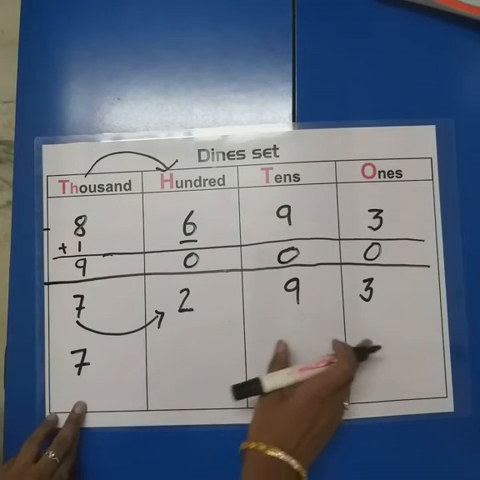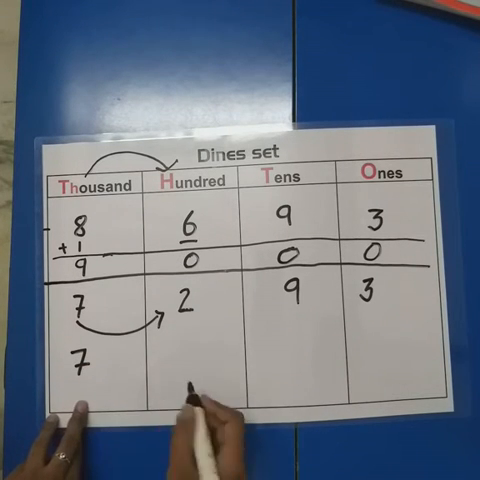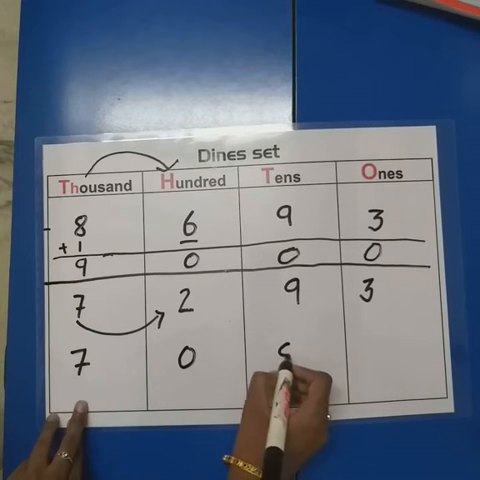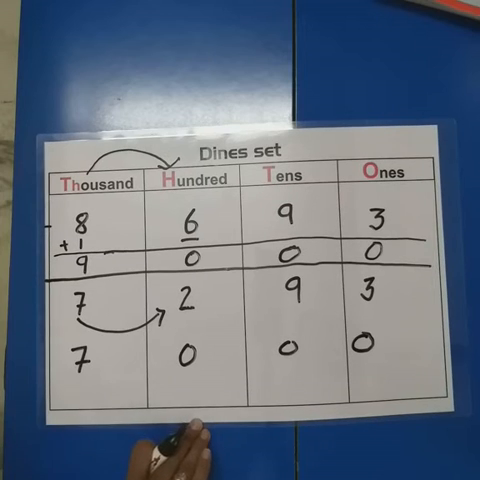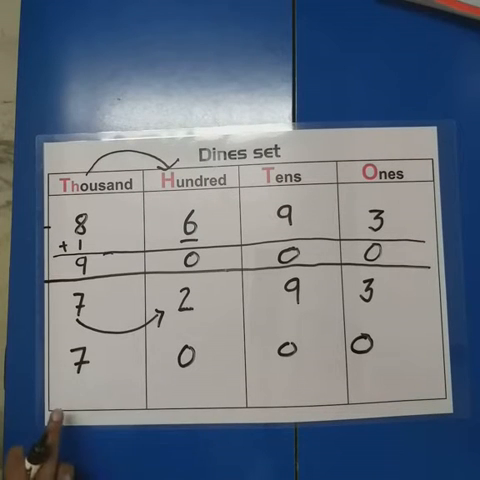And what about the remaining places? We will put 0, 0 and 0. The number is 7000. Okay students, so this was the video of rounding off to the nearest thousand place, or highest place.